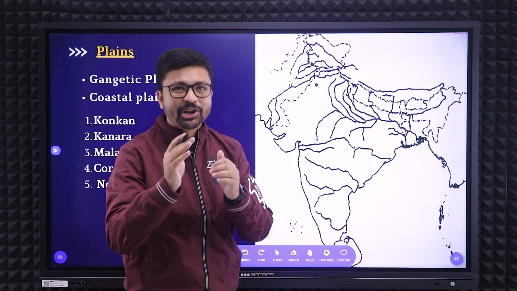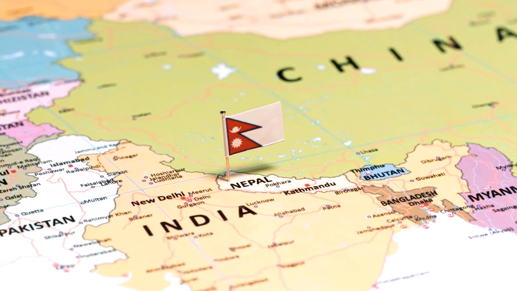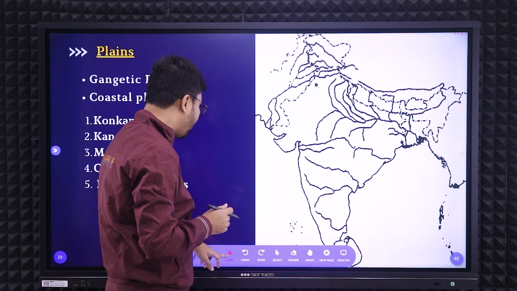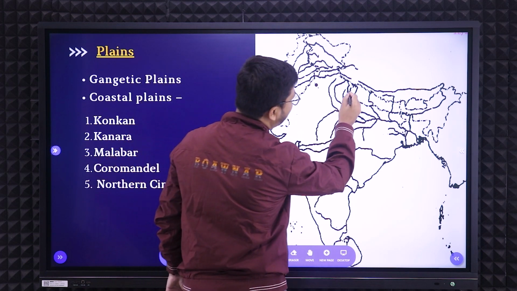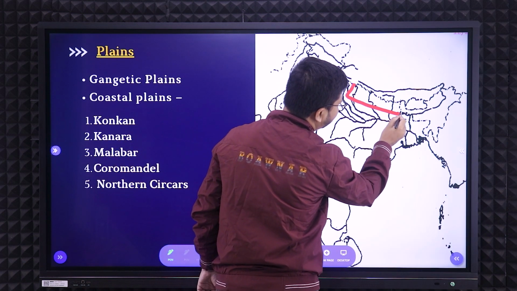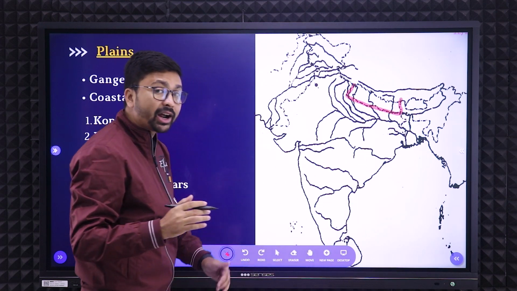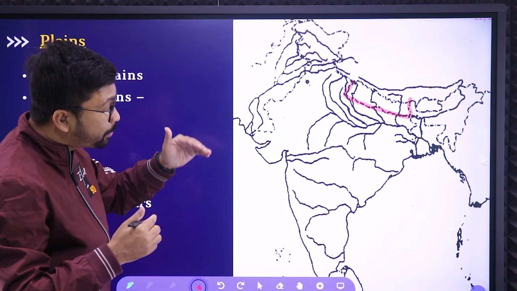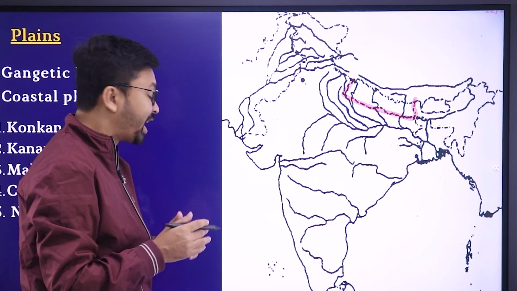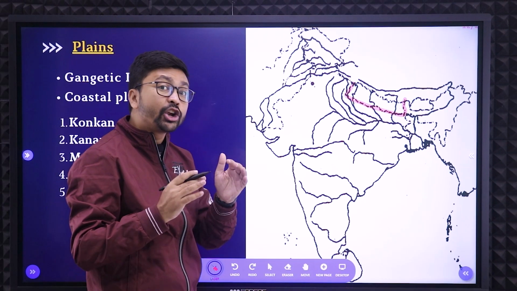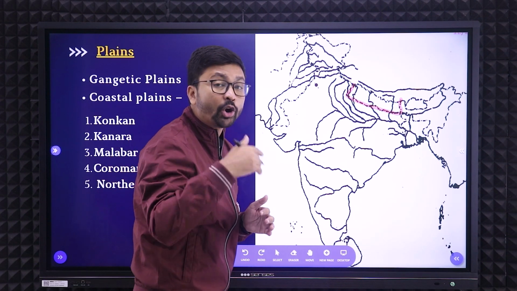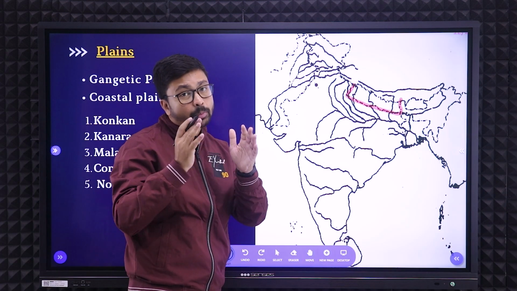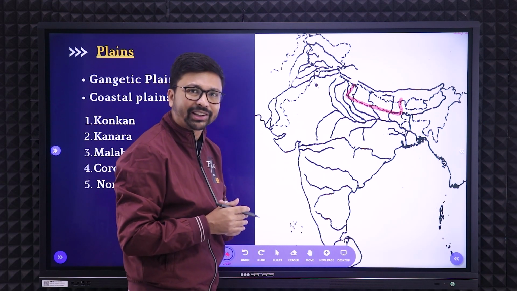For the Gangetic plains, you need to remember the India-Nepal boundary that you did in the mountains, especially for marking the Himalayan mountains. Remember, the Himalayan mountain was above the Nepal boundary. If it comes below the Nepal boundary, you will not get marks. On the other hand, the Gangetic plains should not go within the Nepal boundary. Within the Nepal boundary is a big no for the Gangetic plains, because mountains and plains cannot be together, right?